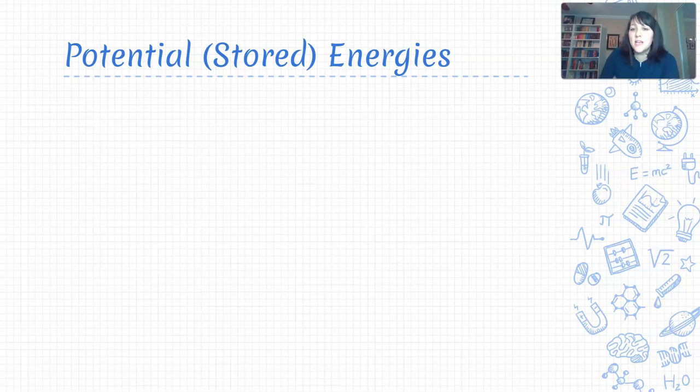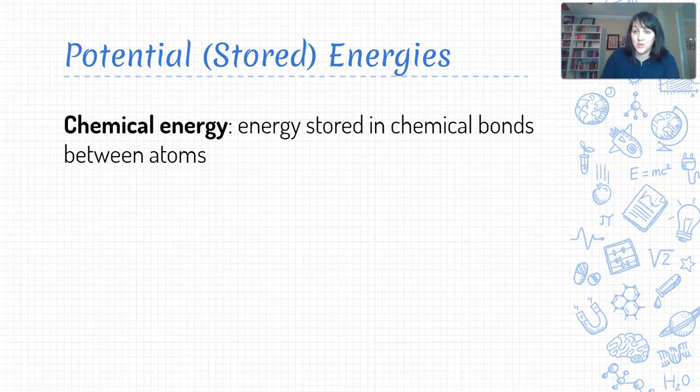Another type of potential energy, if we start to zoom way, way down here, would be chemical energy, which is ultimately energy that's stored in these chemical bonds between atoms, holding them together to form molecules. So if I think about things like gasoline, food, stuff that undergoes chemical reactions in order to produce usable energy, those make use of chemical energy.